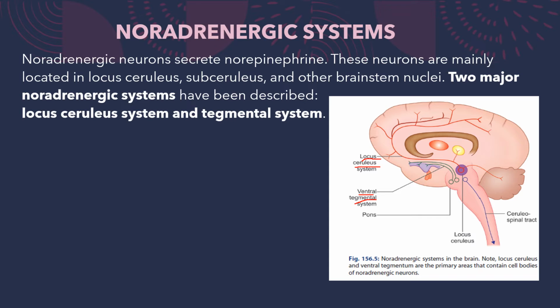The locus coeruleus system is involved in modulation of sensory and motor functions and influences cardiovascular regulation and other autonomic functions. The tegmental system controls hypothalamic secretion, which in turn regulates hypophysiotropic secretion. These also control cardiovascular and respiratory functions. Noradrenergic transmission controls the mood and behavioral functions of the individual.